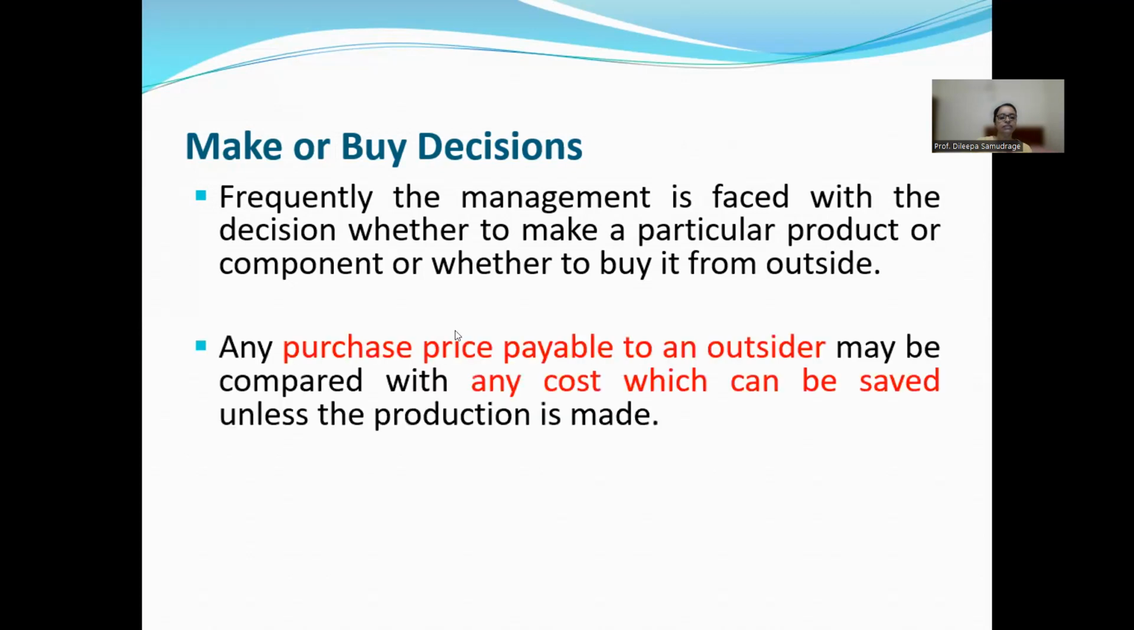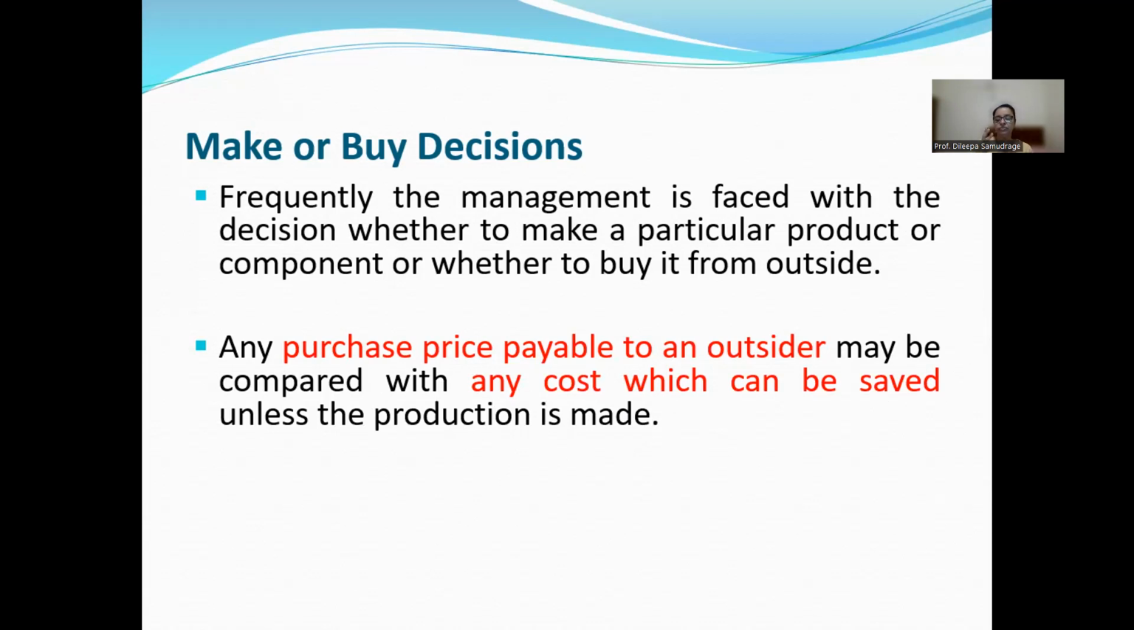Right? So here it says any purchase price payable to an outsider may be compared with any cost which can be saved unless the production is made. So if you buy it from an outsider, you have to show how much cost you save because you buy it from outside. That is how you decide whether you buy it from outside or make it in your factory. Make or buy decisions mean that.